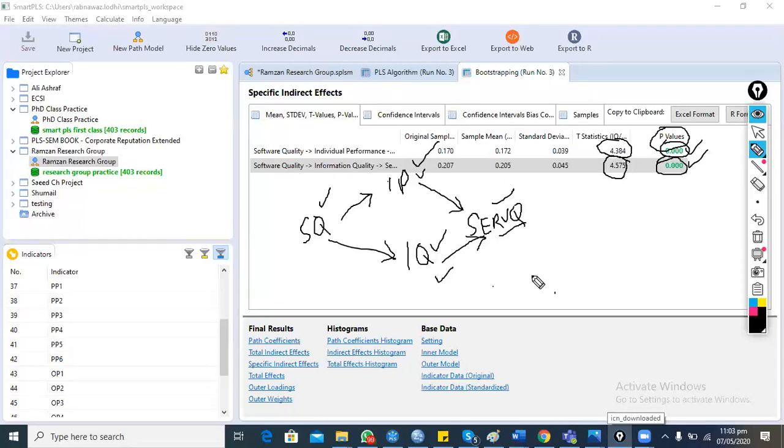So this is the parallel mediation. Now we are going for the next type of mediation.